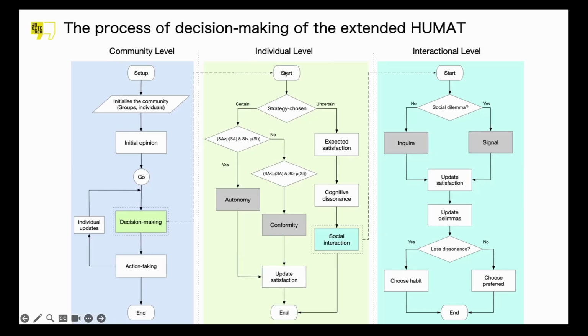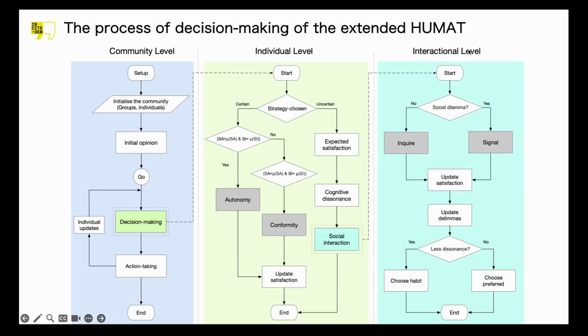As you can see, the three interconnected levels are called the community level, individual level, and the interaction level. From the community level at the initial stage, the people involved in this community will form their initial opinions, and then they will go through the decision-making process and take action. This decision-making process is basically the individual trying to figure out what kind of strategy they will take to deal with the situation. And just as I demonstrated, there will be three strategies involved in this process: either to take the strategy autonomy or conformity, or if you enter an uncertain situation, you may need social interaction to reduce this uncertainty.